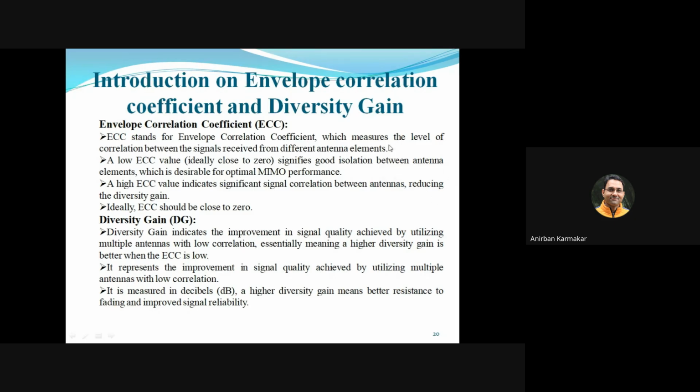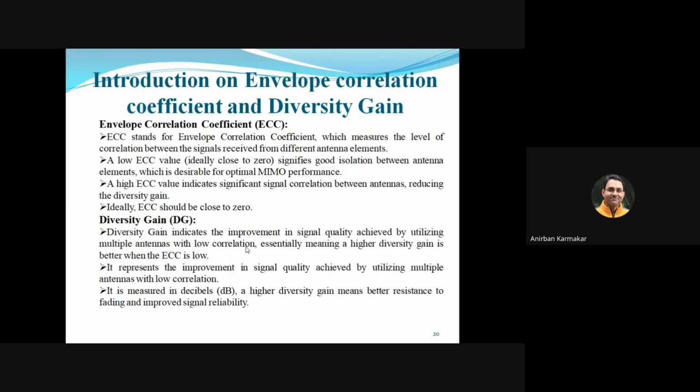Diversity gain indicates the improvement in signal quality achieved by utilizing multiple antennas with low correlation. Essentially, a higher diversity gain is better when the ECC is low. It is measured in decibels, dB, and a higher diversity gain means better resistance to fading and improved signal reliability.